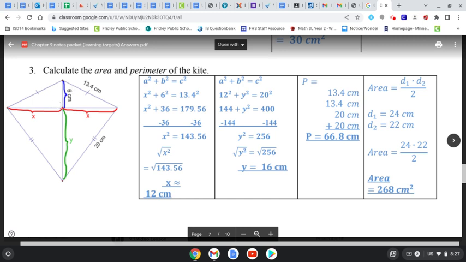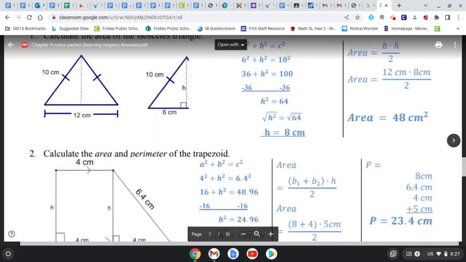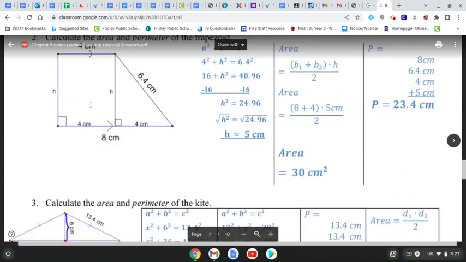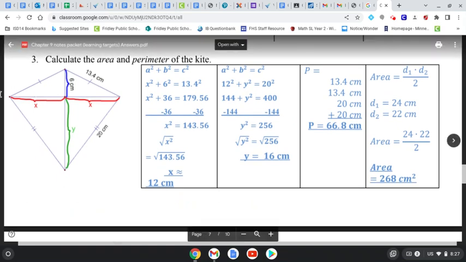So the first thing we could do is think about our formulas for kites. And here we have the kite formula is diagonal 1 multiplied by diagonal 2 divided by 2. So the diagonals are across here. We need to find this distance of x, and then 6 and y added together. That's our other diagonal. So the blue and green, and then the red parts.